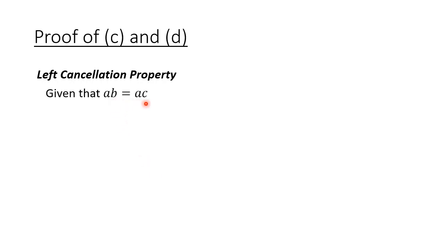Next, the last two properties, the left cancellation law and the right cancellation law. In the left cancellation property, what is given? Given that AB is equal to AC, where A, B, C are elements of G. Now, our aim is to prove that B is equal to C. But how to eliminate this A? So now just pre-multiply by A inverse. Pre-multiplying this equation by A inverse, what will you have? A inverse into AB is equal to A inverse into AC.